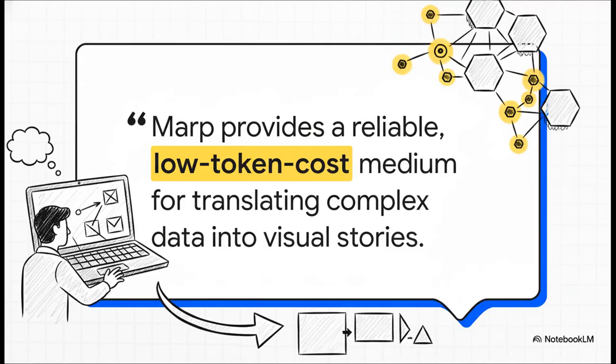And that's really what this all boils down to. It doesn't matter if it's a person writing a report or an AI summarizing a bunch of data. Marp acts as the perfect bridge, a simple, super efficient way to turn raw information into a visual story that people can actually understand and connect with.